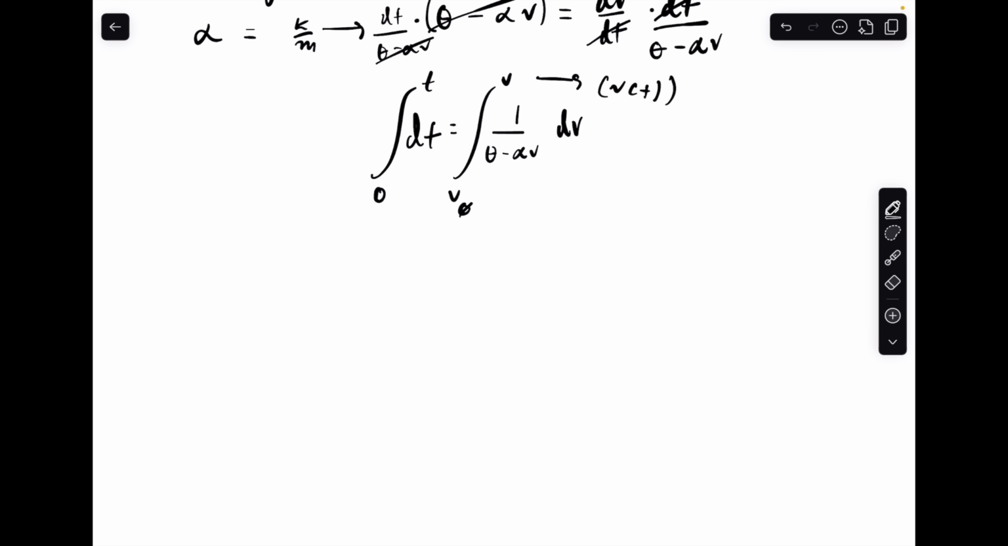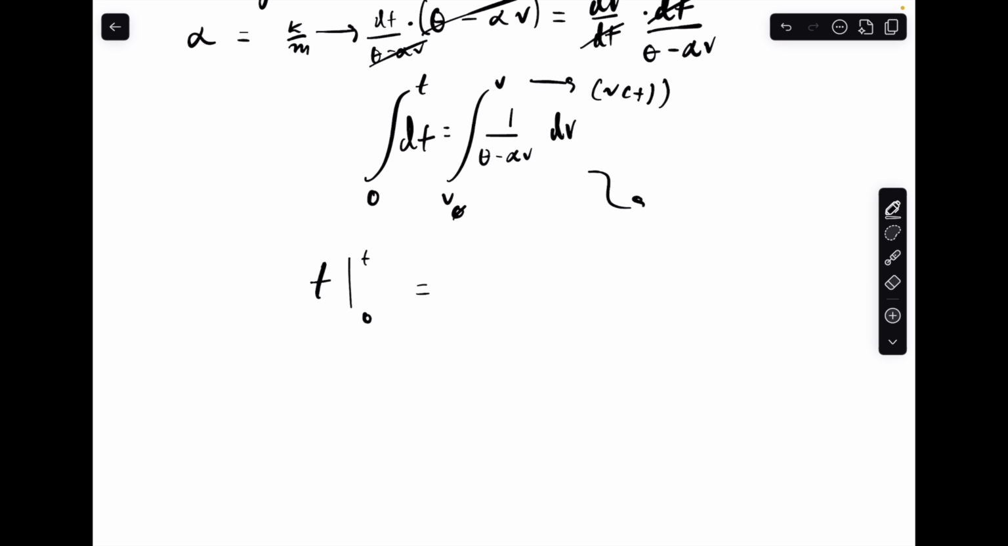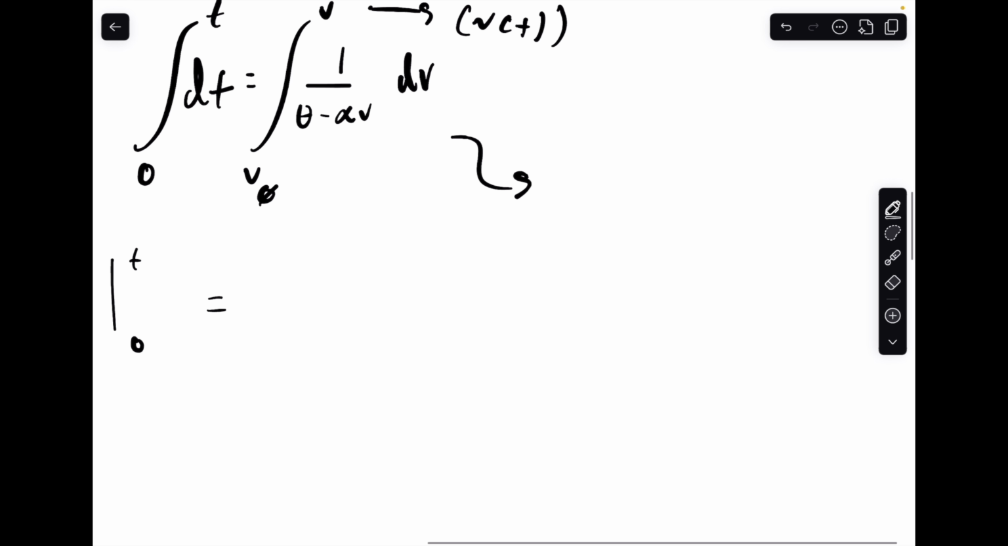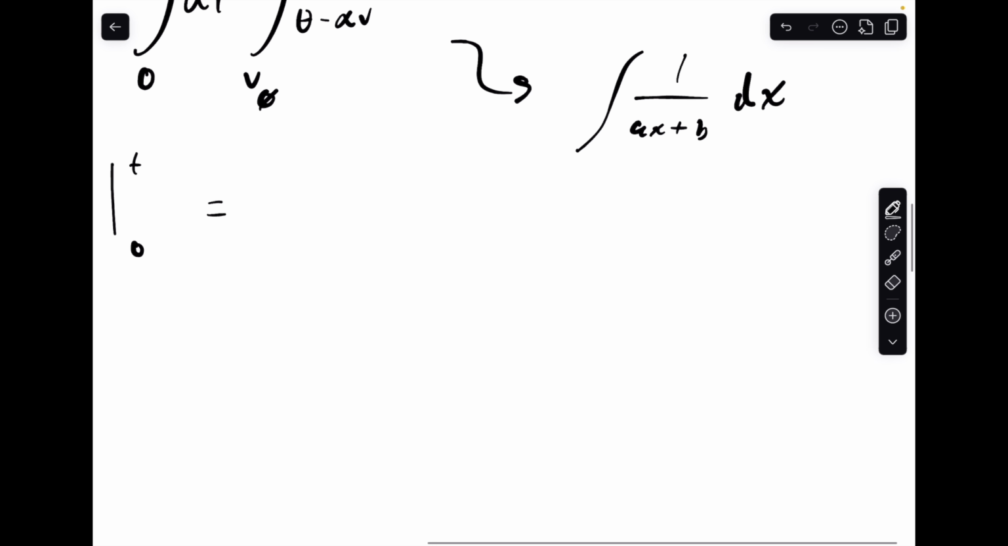So I'm just going to call it v until I write my final equation at the end. All right, so this left side will become t from 0 to t. And for this right side, if you remember that rule for integrals that look like this, 1 over ax plus b dx, the rule is that the integral will evaluate to 1 over a ln ax plus b plus c.